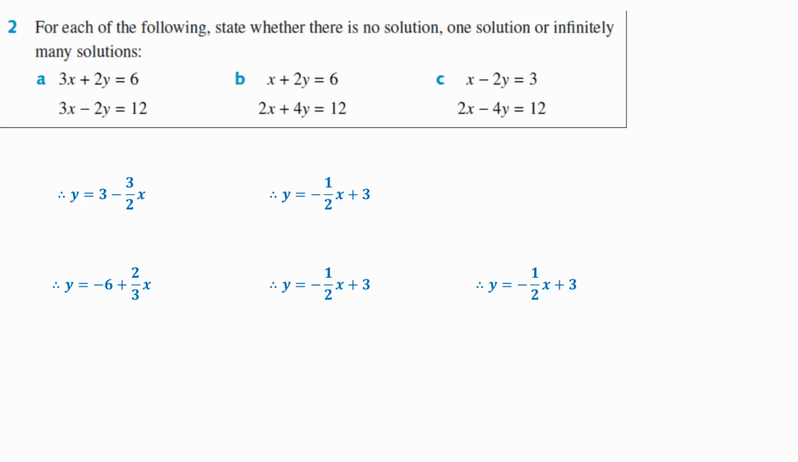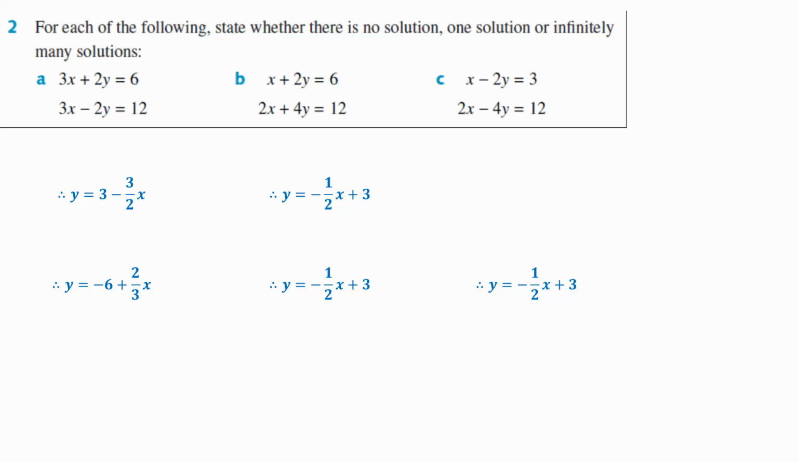Let's have a go with these ones. Question 2 is part of your textbook, exercise 2F. It says, for each of the following, state whether there is no solution, one solution, or infinitely many. I've done the hard yards for you. I've rearranged them all, so you can answer each and every one of those, except for the last one. I forgot to do that.